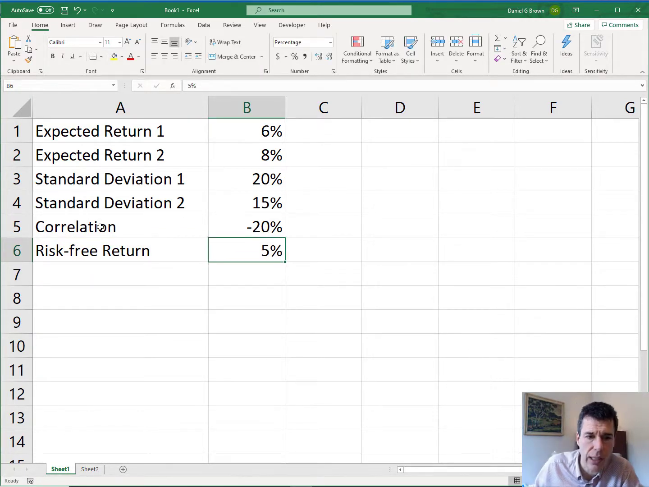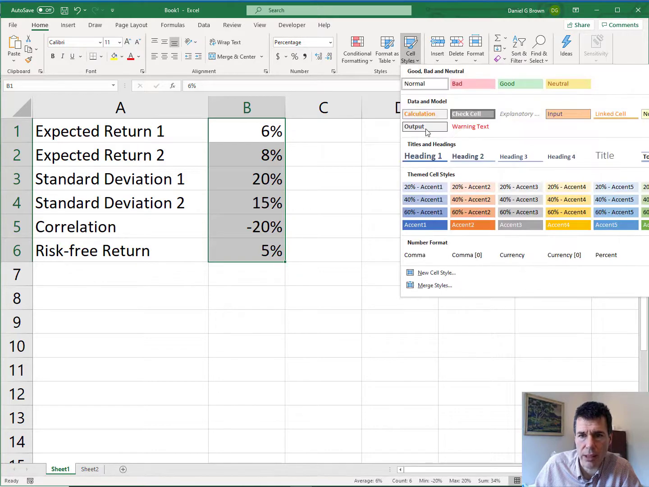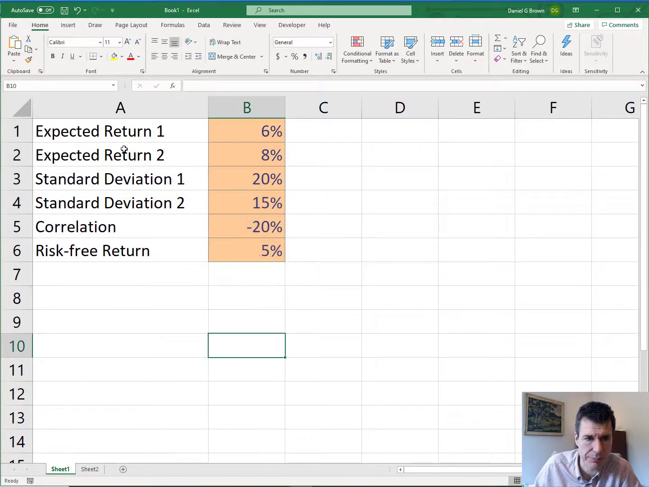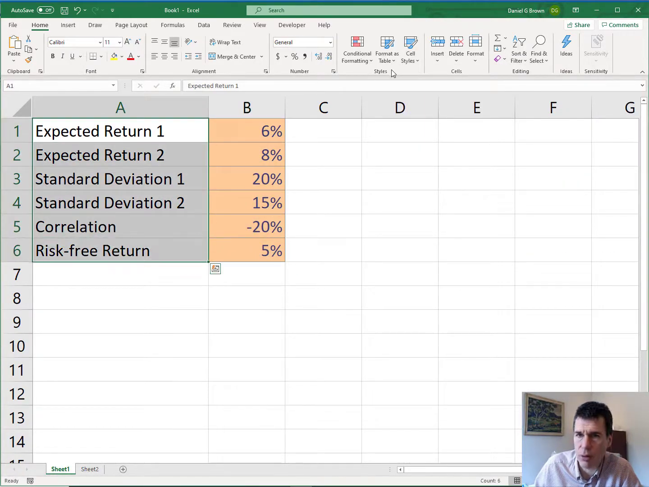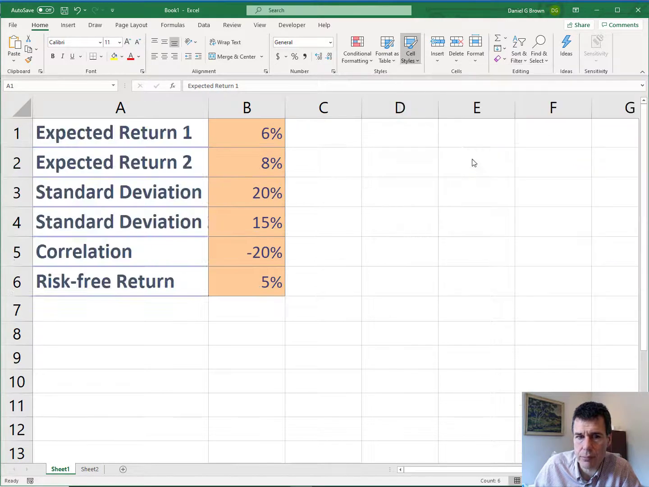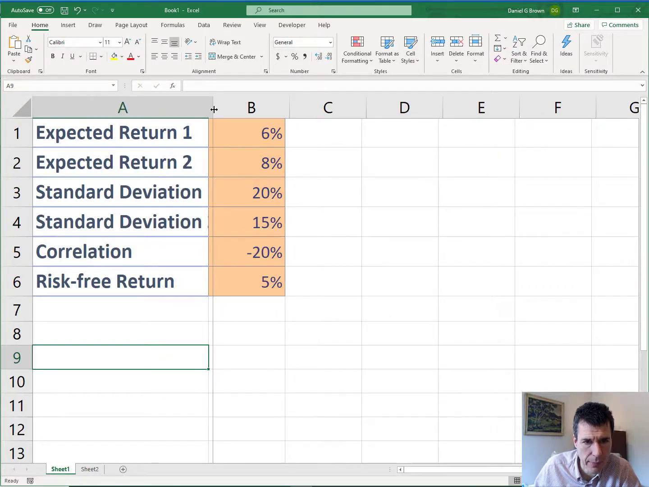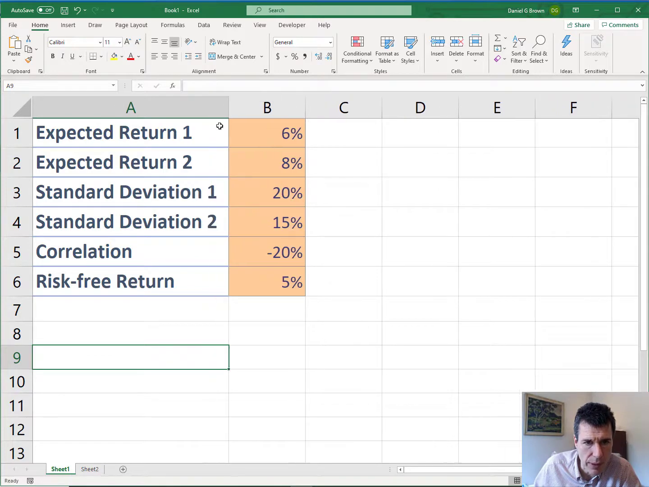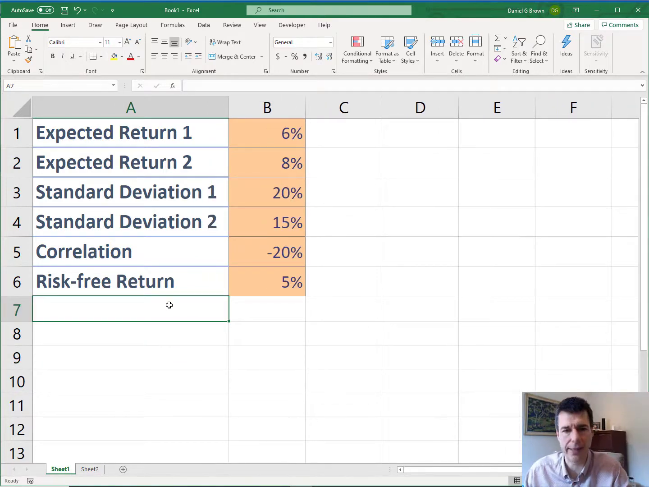And finally, we have a risk-free return of 5%. And notice, of course, the 5% is less than the 6 and the 8. So these are all inputs into my problem, so I'm going to format them appropriately. And these are all headings, so I'll format that appropriately. Okay, so that's my data for this problem.